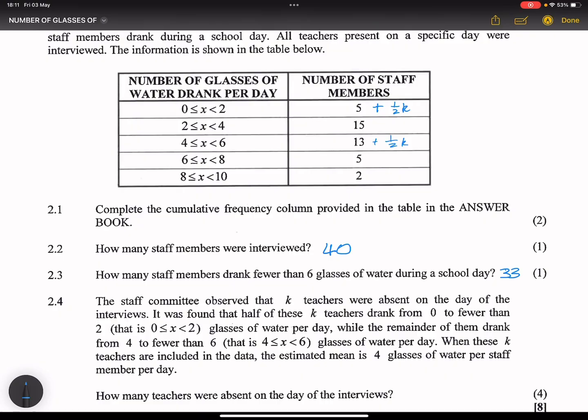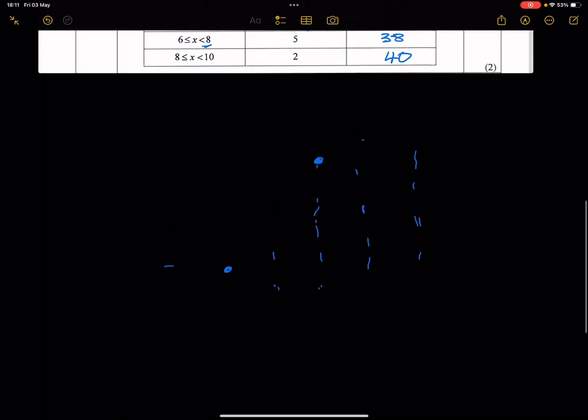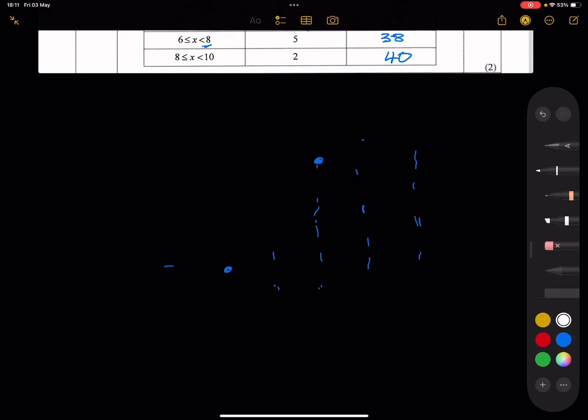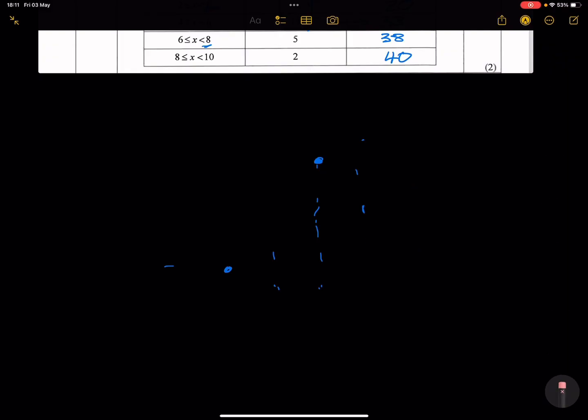Now, ladies and gents, remember what you do when you calculate the mean here, so what we do is to get the mean value. Let me just remove all of these.